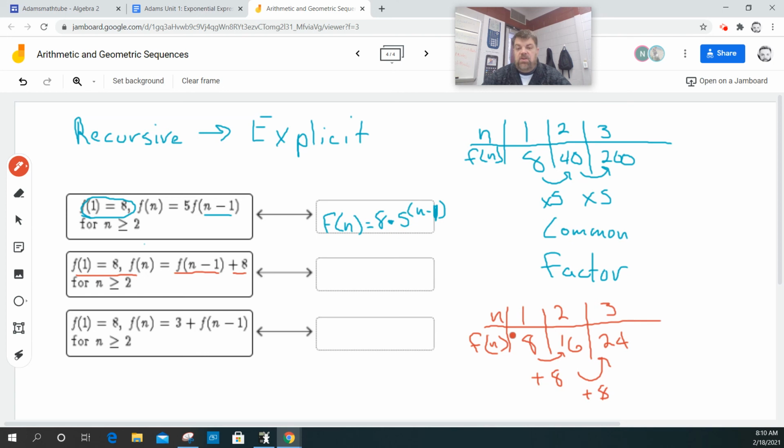Now this one's different because I'm adding 8, I'm going to still start off with the first term, right? But now I'm going to add the common difference, which is 8, times the quantity n minus 1. Okay? So it's slightly different. It's not raised to the power of n minus 1, it's just times the quantity n minus 1.